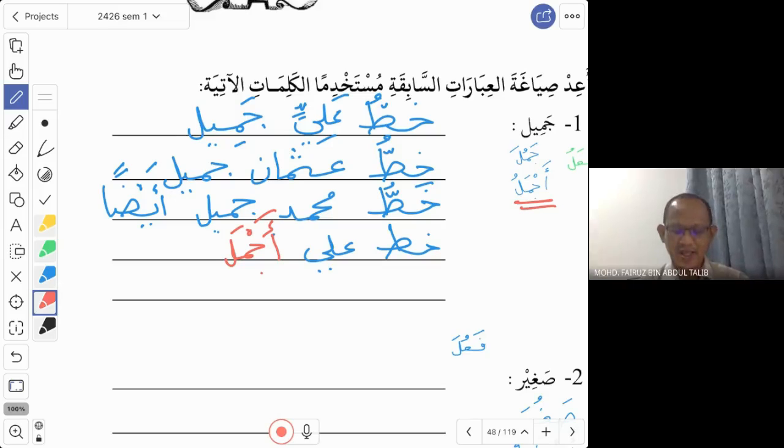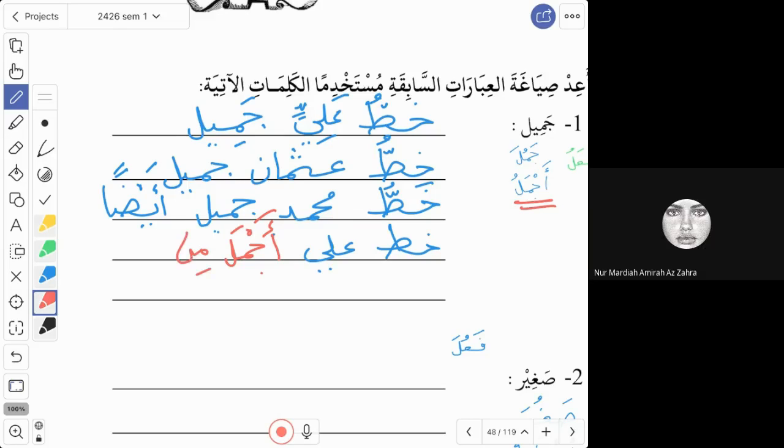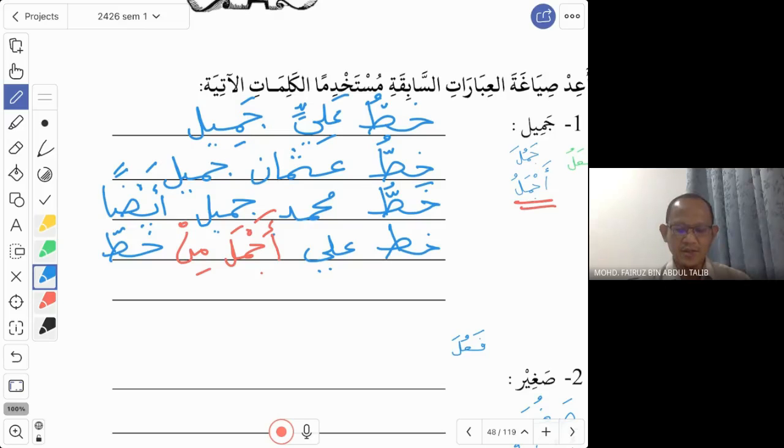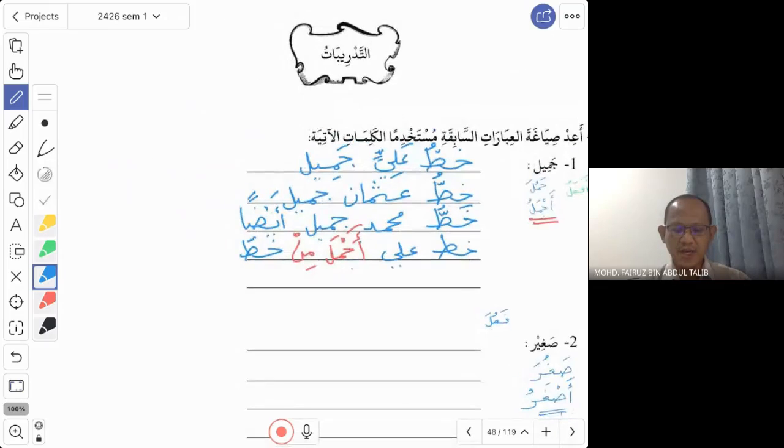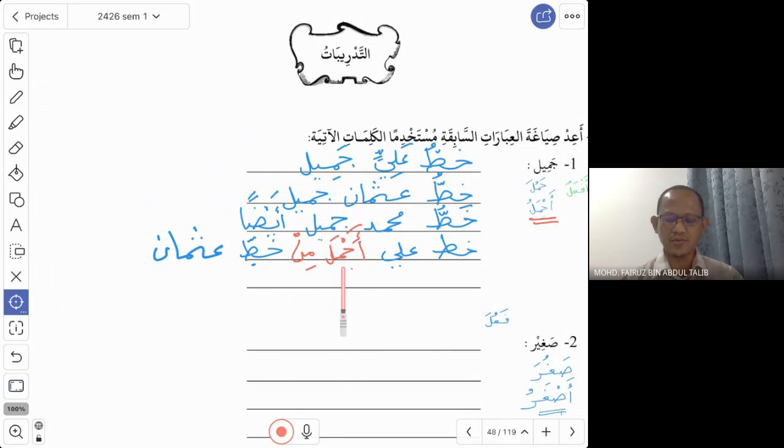Min khat Uthman. Okay, good. Khattu Ali Ajmal Khatti Osman. Yes. So since you want to compare, you have to use the isim tafdil Ajmal. And since this is comparing between two, we add the word min. So we say Ajmalu min. Yes, this is correct. Khattu Ali Ajmal min Khattu Osman. You can also say Khattu Muhammad Ajmal min Khatti Ali.